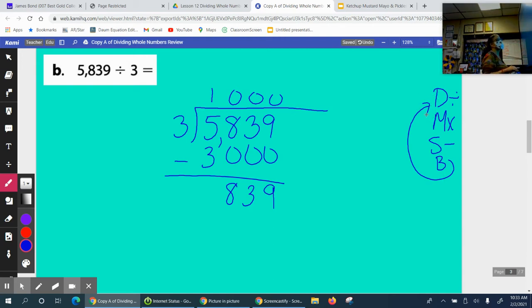Okay. How many 3's are in 8? I'm hearing 2, 2, 2. And the 8 is in what place value? 2. Oh, I forgot the 2. Oh, you're right. I forgot the 2. Thank you, James. So I get a point.